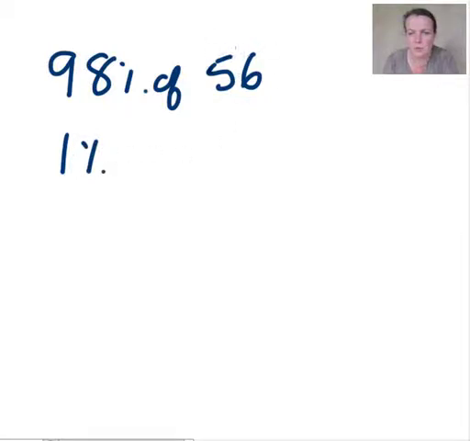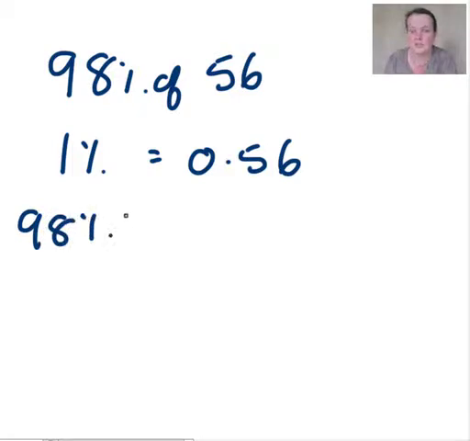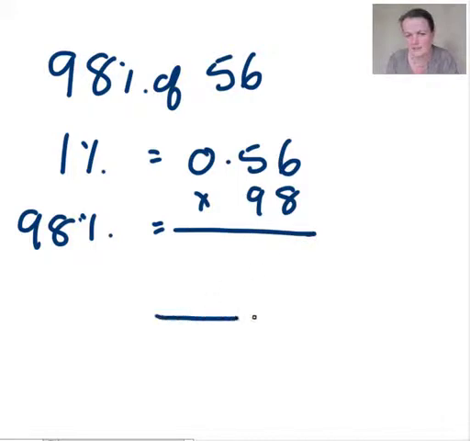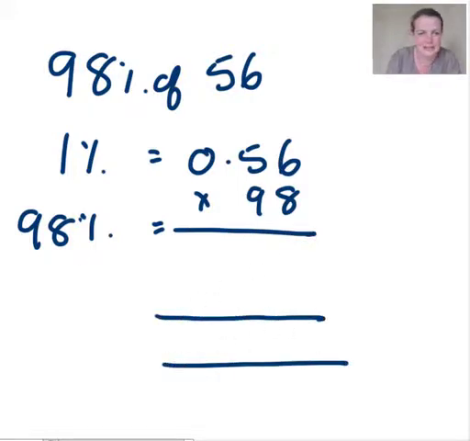1% equals 0.56. We wanted 98. So you could just take that off, double it, and then take it off that. Personally, I don't think that's going to make it any easier. So let's just stick with a method that we know works. Multiply this side by 98, multiply that side by 98. So times 98, big equals, little equals.